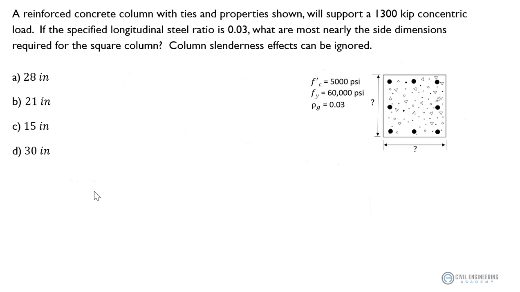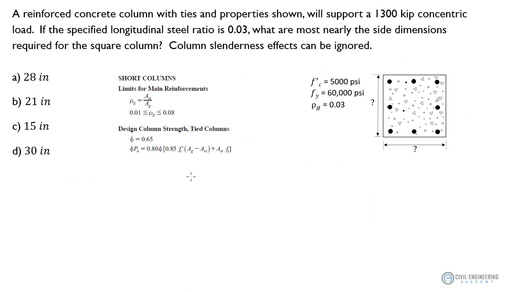Now, if you'll recall from your FE reference handbook, there's an equation in there for short columns. We have a short column here, and we know that because the column slenderness effects we can ignore. Our limits for our main reinforcement are between 0.01 and 0.08. We're right at 0.03, so we meet that criteria. And our column is tied; we are told in the problem statement that we have ties, and for a tied column, our strength reduction factor, our phi, is 0.65.